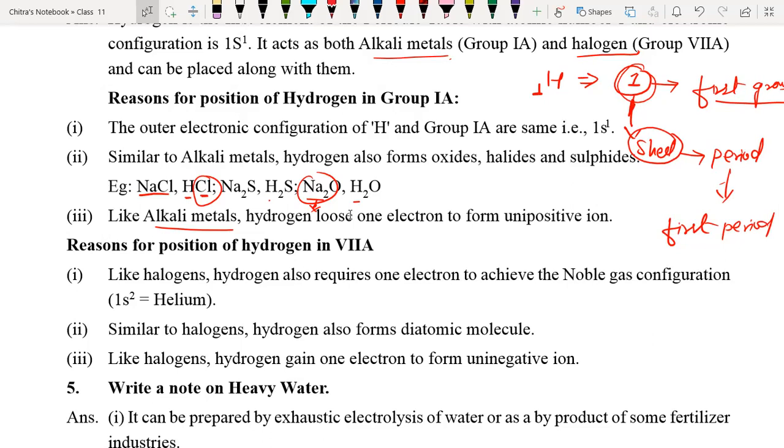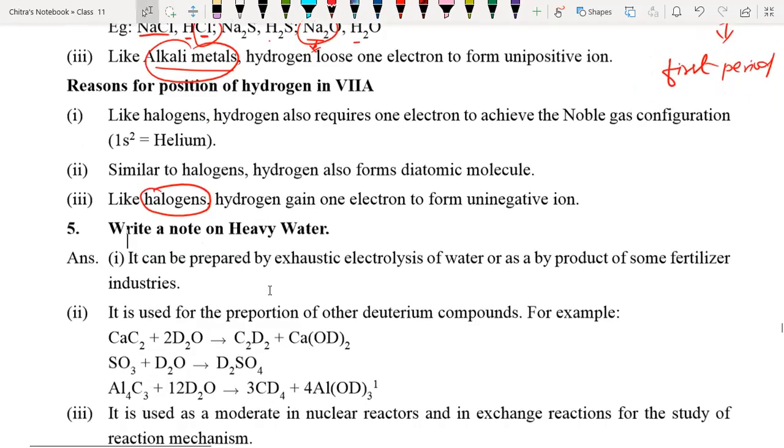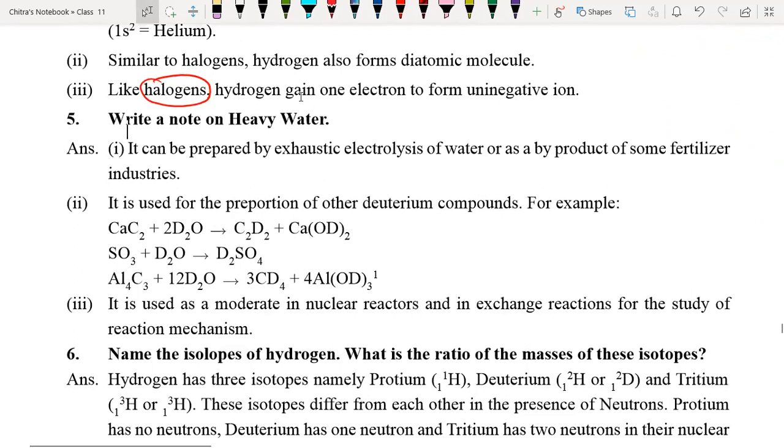Okay, sir. So they show similar properties to alkali metals as well as halogens. Okay. Now we are going to discuss heavy water. What is meant by heavy water?